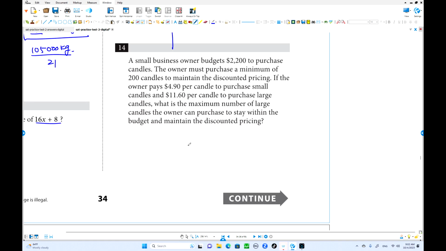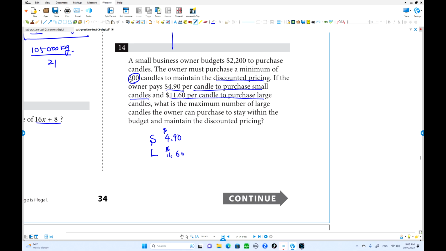So number 14. A small business owner has a budget of 2,200 to purchase candles. The owner must purchase a minimum of 200 candles to maintain the discount, okay? A small candle is $4.90, and a large candle is $11.60. So anyway, we have another constraint over here, okay? The sum of these two candles is a minimum of 200, okay?